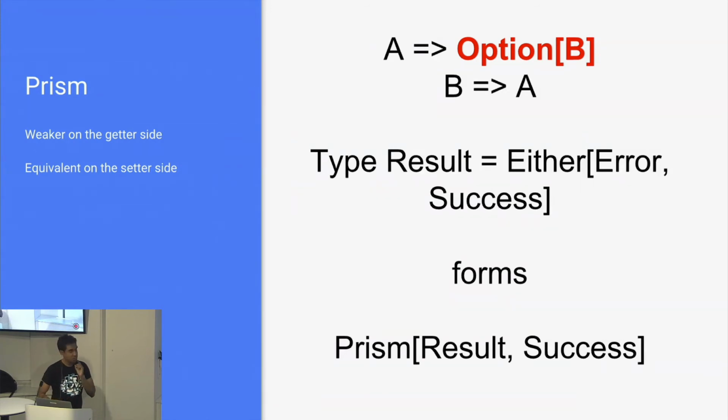And as an example of that, if we look at this type alias, which is a result that is either an error or a success, but not both, you could say that there's a prism from result to success. As in, if you have a result, you may not get a success, because it might contain an error, but if you have a success, you can build up an either with that success on the right-hand side.